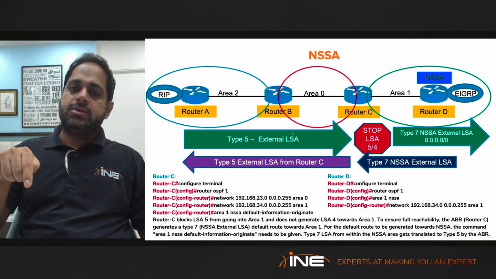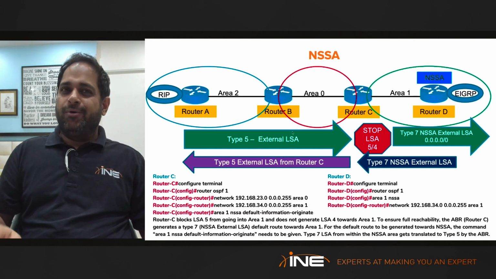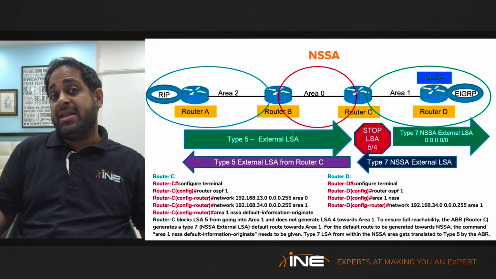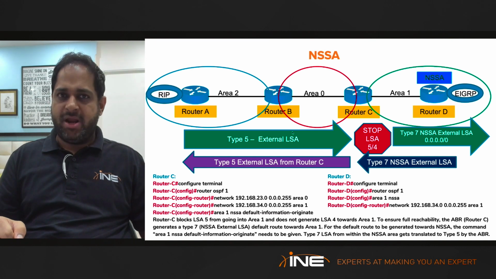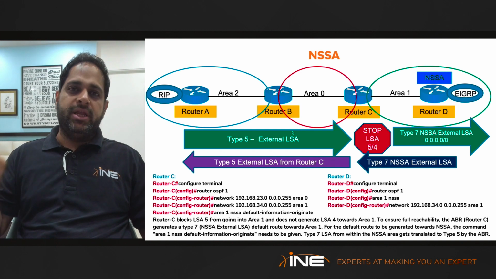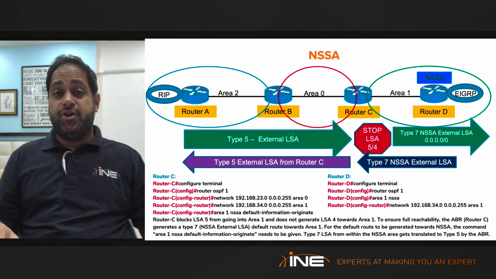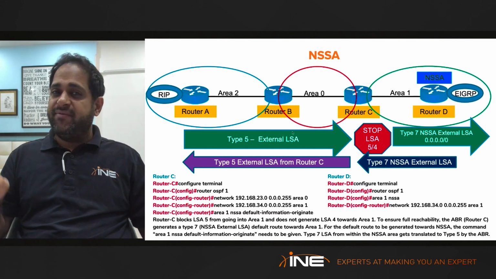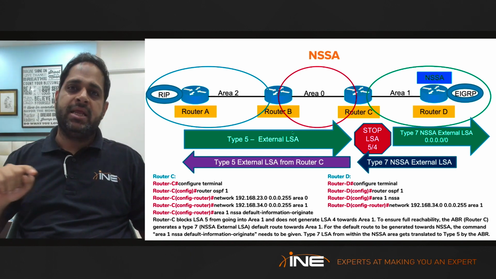What about the routes of router D, the EIGRP routes? Now, the rule of NSSA is that you can have an ASBR. However, type 5 LSA cannot be generated. So what's going to happen is that router D, when he redistributes EIGRP into OSPF, instead of generating type 5, generates type 7. And type 7 is only within the NSSA area. So it goes to everyone in area 1.